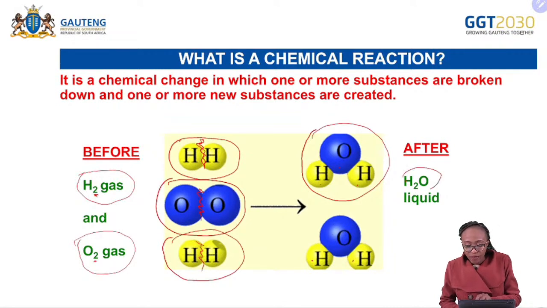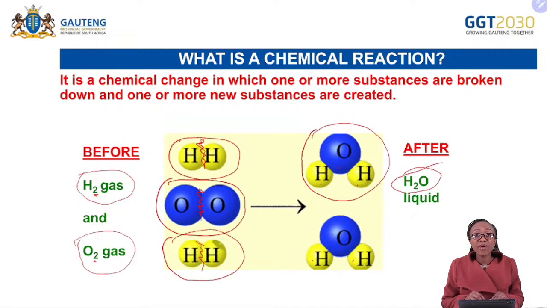So after we have formed water, remember we've said water is a molecule of a compound. We have formed water, yet initially we had hydrogen gas and oxygen gas, and after the chemical reaction occurred, we ended up with a new substance which is water. So we broke down the hydrogen and oxygen molecules, rearranged everything, and then ended up with a water molecule.